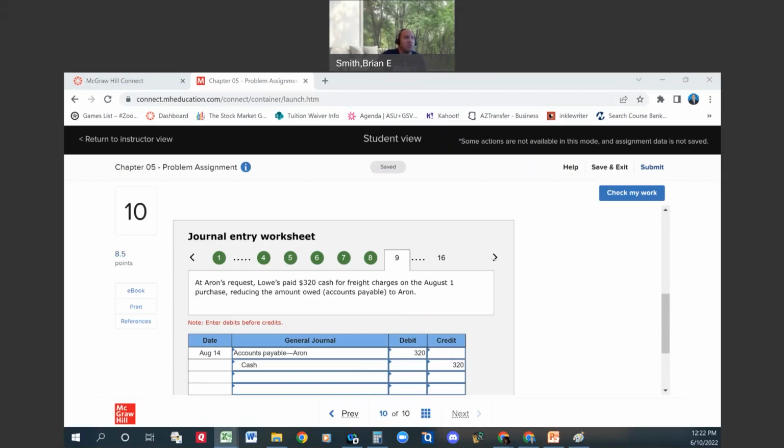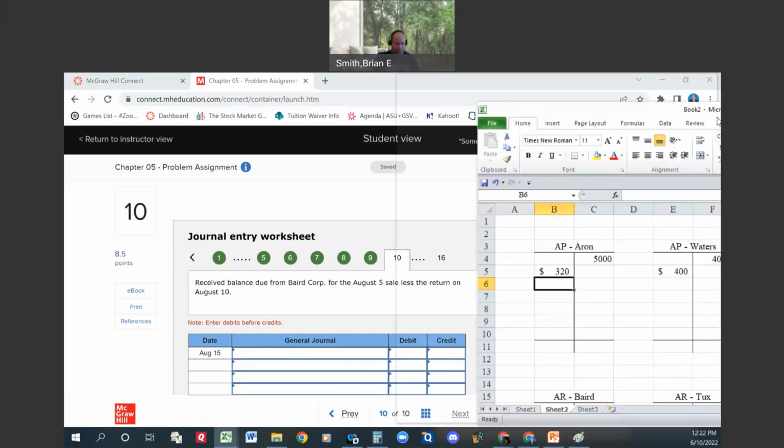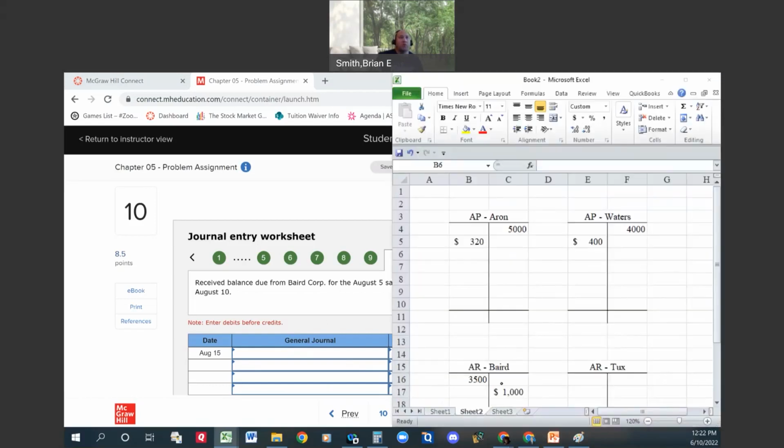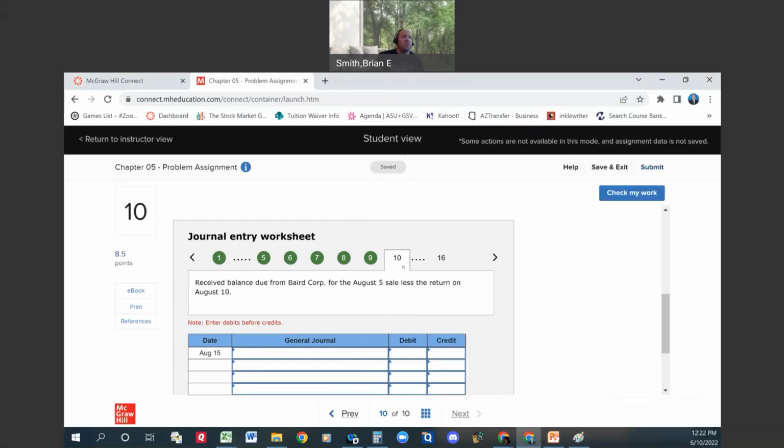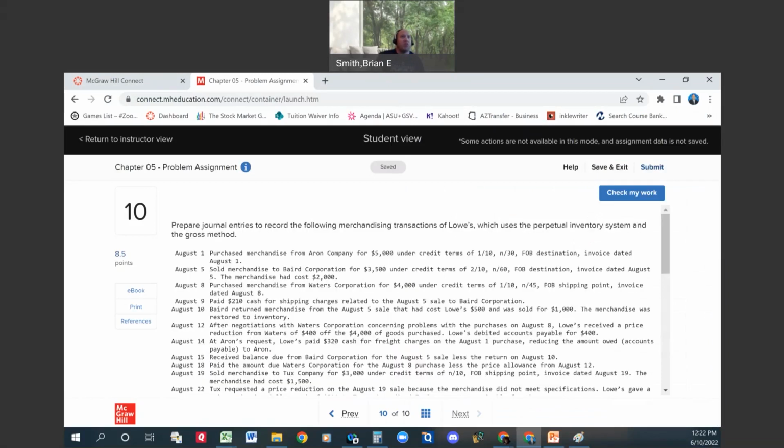Had a lot of fun little situations. Received balance due from Baird Corp for the August 5th sale, less the return on August 10th. So let's look at Baird. I'm going to pull Baird over here a little bit so we can kind of see what I'm doing. All right. So Baird Corporation, we received the money that they owed us. This minus 1,000. So right now they owe us 2,500. But let's go ahead and see. This is August 15th. That's within 10 days. Did we give them any terms? We sure did. 2/10 net 60. So they're paying within that 2% discount period.